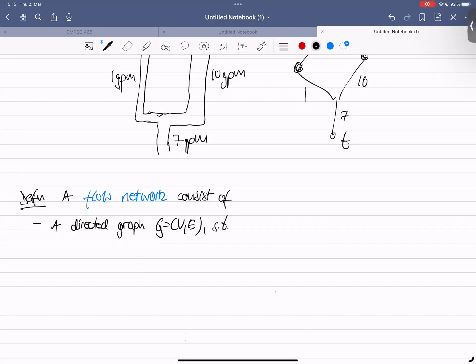Make two simplifying assumptions. Namely, that we don't have any anti-parallel edges, meaning that if we have an edge (u,v) in E, then that means that we won't have the reverse edge in our graph. So (v,u) will not be in E. And we assume that we don't have any self loops.